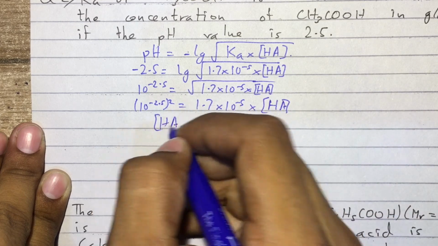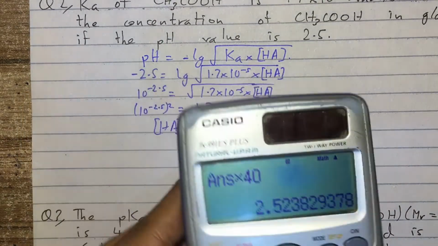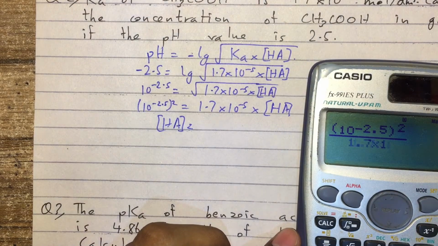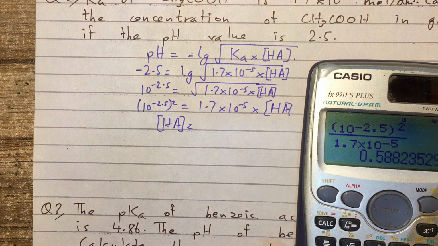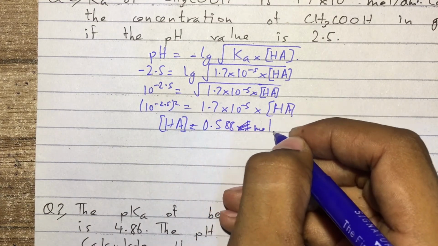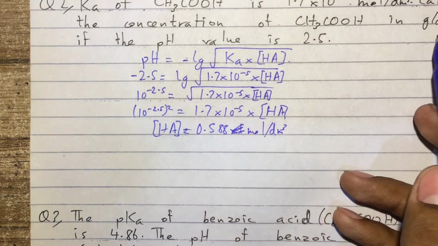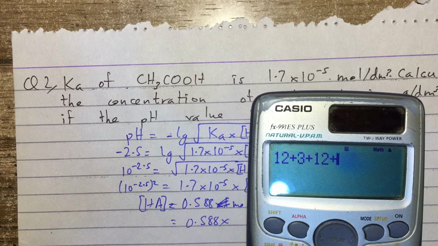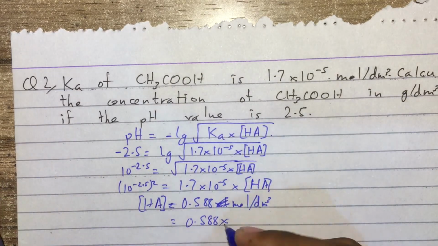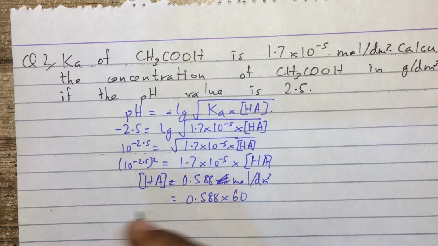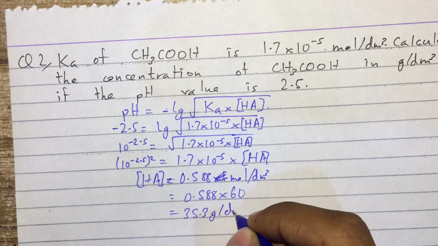So I can find the concentration of the acid in mole per dm cube. This will be equal to 10 power negative 2.5 whole squared over 1.7 times 10 power negative 5. This is 0.588 mole per dm cube. Now to convert this to gram per dm cube, we'll have to multiply it with the MR. So 0.588 into MR of ethanoic acid. So carbon is 12 plus 3 hydrogen plus carbon 12 plus 16 plus 16 plus 1, that is 60. So 60 times 0.588 is 35.3 gram per dm cube.